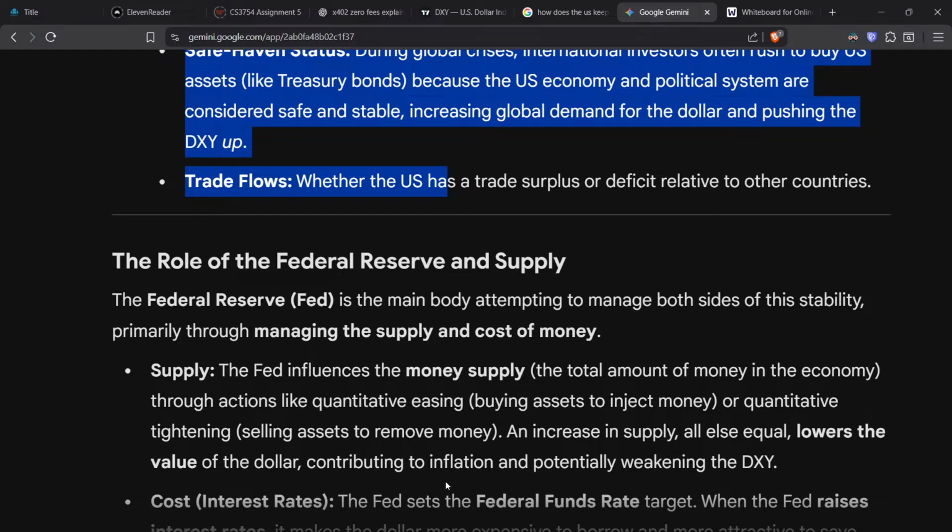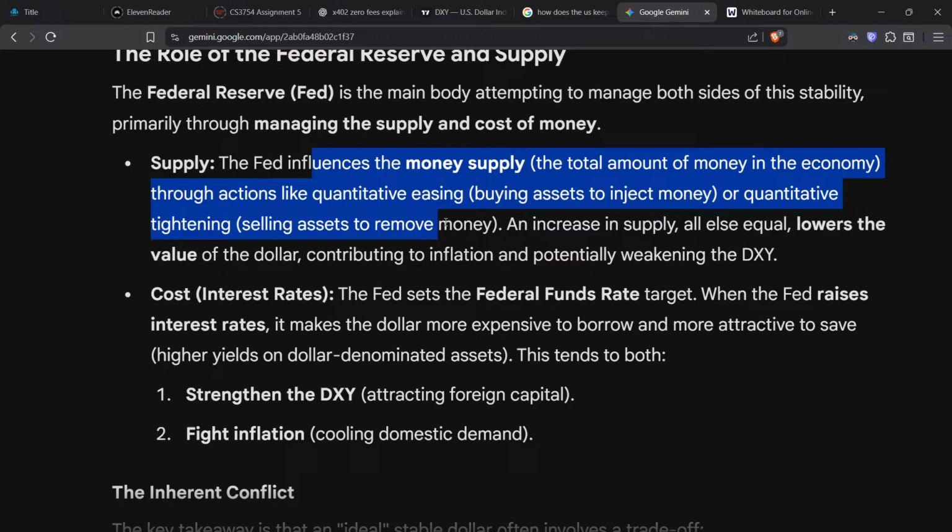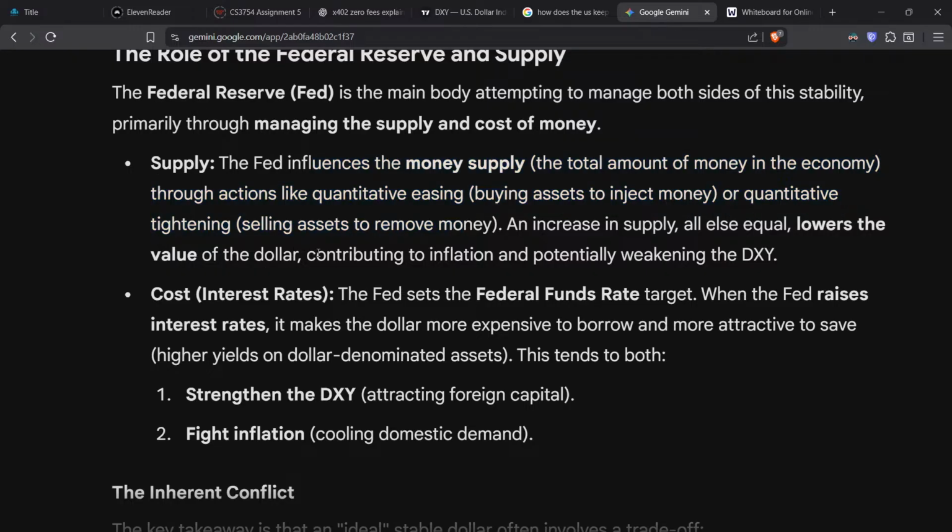The Fed is the main body attempting to manage both sides of the stability by managing supply and the cost of money. The Fed influences money supply through actions like quantitative easing or quantitative tightening. An increase in supply, all else equal, lowers the value of the dollar, contributing to inflation, potentially weakening the DXY.